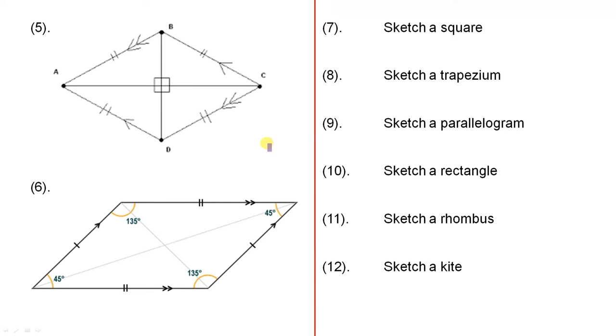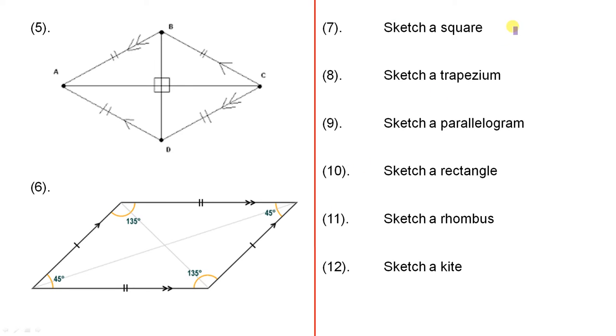For number five, it's a little bit involved, but if we look at it carefully, look at all the symbols very carefully and see what information we've been given, we will be able to name this particular shape. And for number six, it's very similar. See, the symbols tell us very, very important information, specific information relating to that quadrilateral. And that enables us to name the quadrilateral.